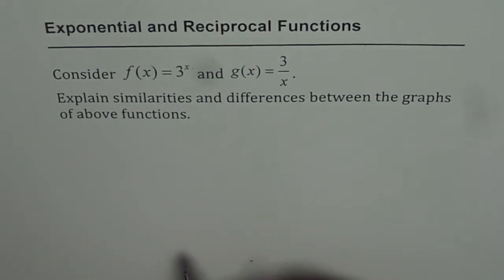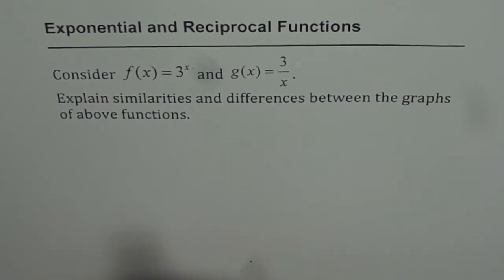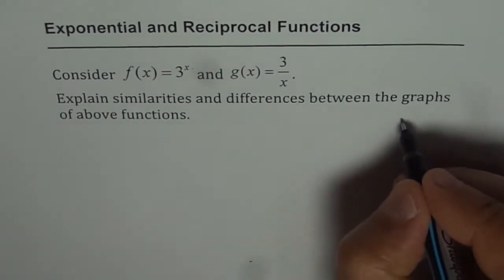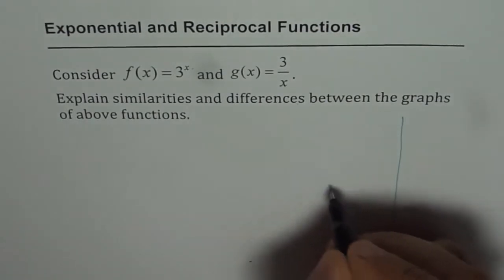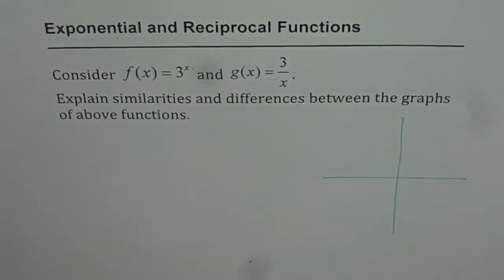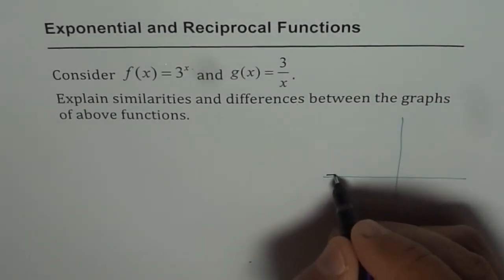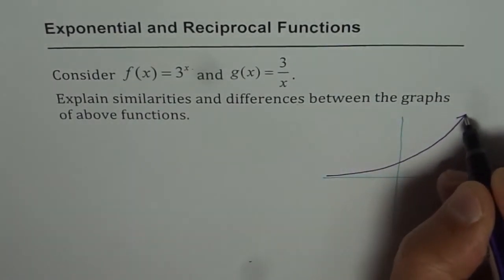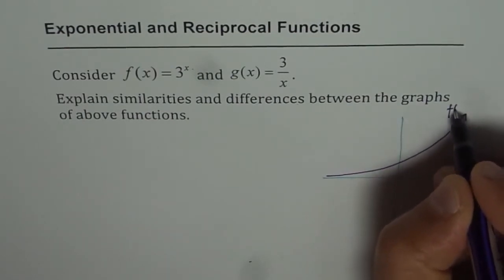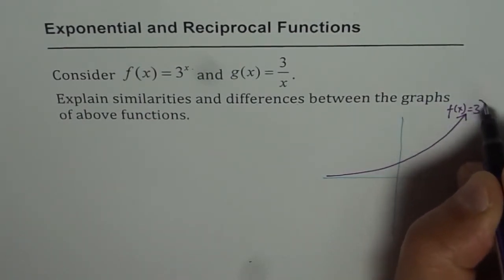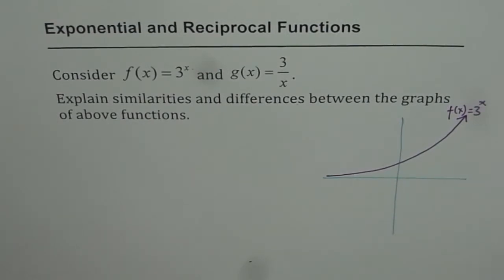Well, you know a lot about functions by now, so you can pause the video, write down your answer, and then check with my suggestions, right? Okay, so let's first graph these functions, and then it'll be easier for us to explain. So this is our coordinate axis. When we say 3 to the power of x, which is f of x, it'd be a graph which would be kind of increasing like this. So that is 3 to the power of x. We can say f of x equals 3 to the power of x. Now let's sketch 3 over x.